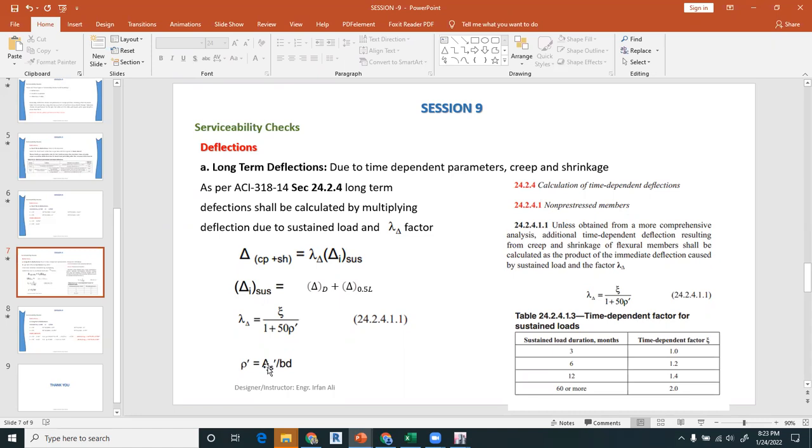If you provide 1 extra bar, it will help you in serviceability checks. So there will be no issue for you to check these limitations. So this was the whole story about the serviceability checks. If you have any questions, you can ask.